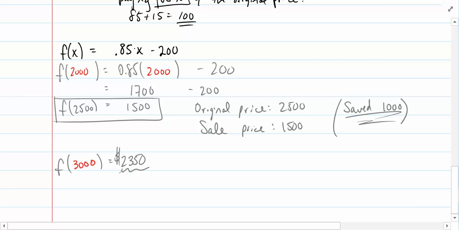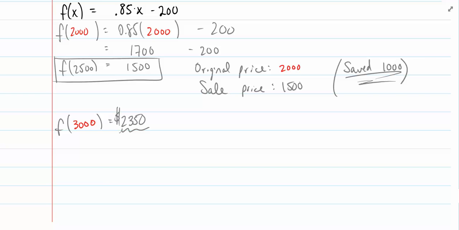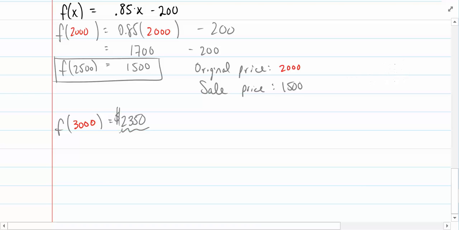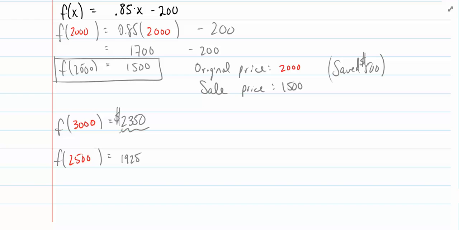Now, if you were doing your work on your own and you found that the original price was 2,500, let me show you what the sale would have been there. And actually, we didn't save $1,000. We only saved $500. Let's get this squared away. So we saved $500 had we bought a computer that was $2,000, but the function evaluated at $2,500 as we originally intended is 1,925.